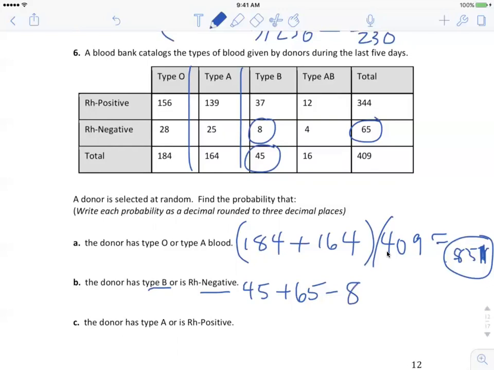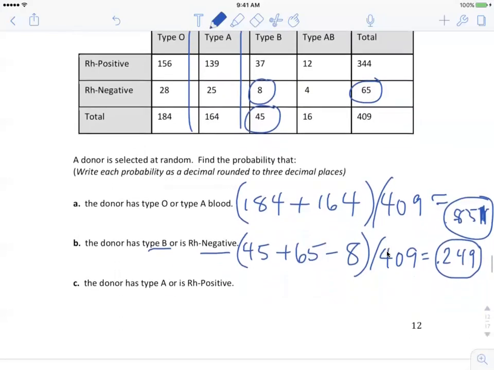And then each of these would have a denominator of 409, so I'm just going to write it like this and get my final answer. So this is going to be 102 divided by 409. 0.249. Should write that a little bit better than the last one. Okay, let's try one more.